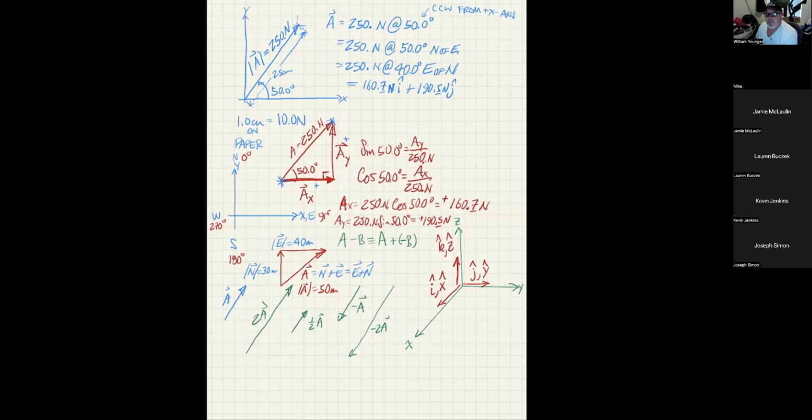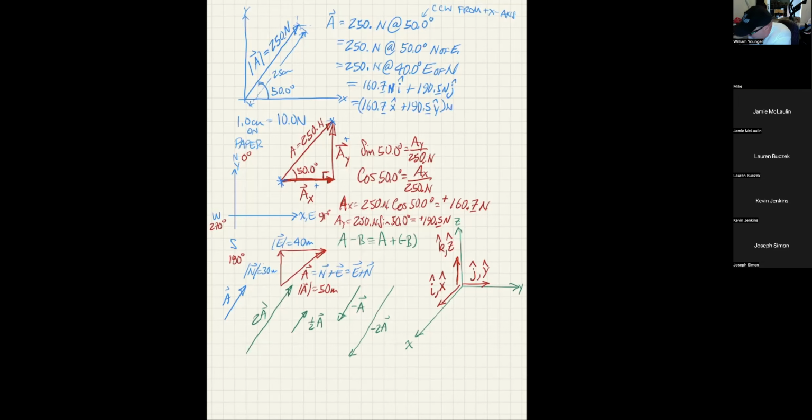In other words, put parentheses around the 160.7 i-hat plus 190.5 j-hat, and then close parentheses and put newtons after it. That would be acceptable. I could also write 160.7 x-hat plus 190.5 y-hat, put parentheses around it and say newtons there. That's acceptable.